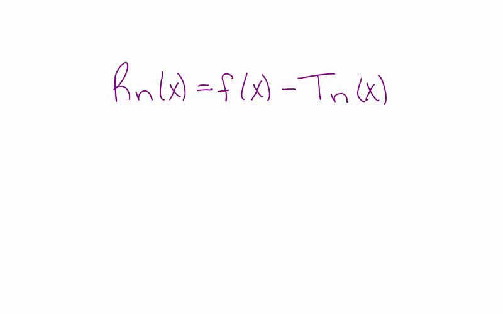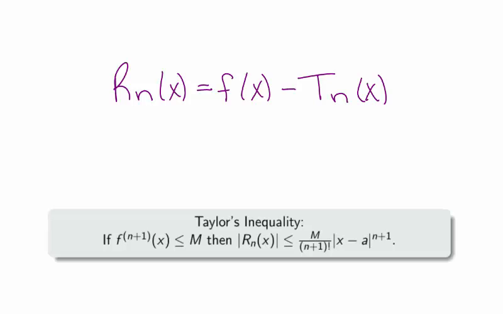Taylor's inequality. If the absolute value of the (n plus 1)th derivative of f is less than or equal to M, then the absolute value of Rn(x) is less than or equal to M divided by (n plus 1) factorial times the absolute value of (x minus a) to the n plus 1. Thus, if we can figure out what M is, then we can figure out how good our approximation is.